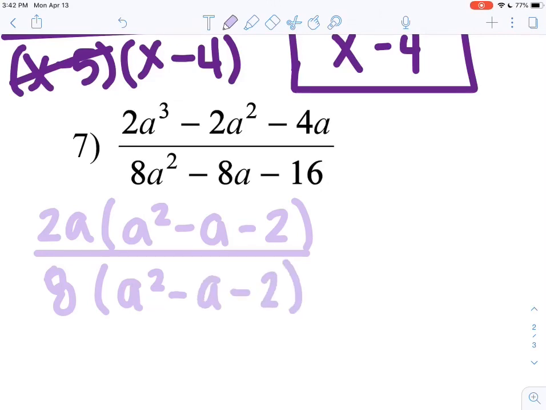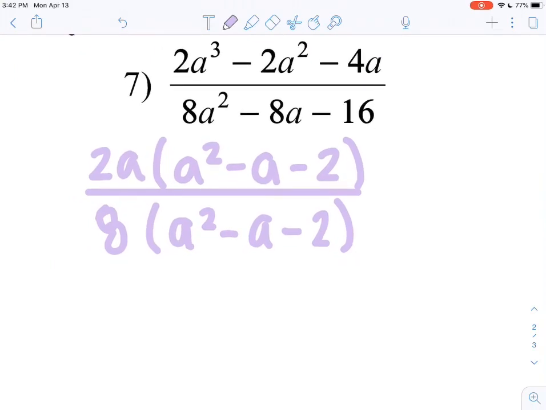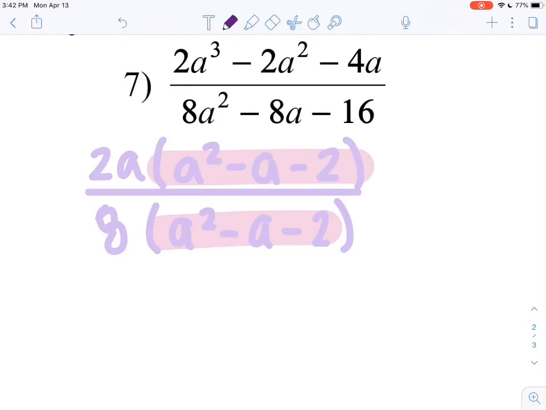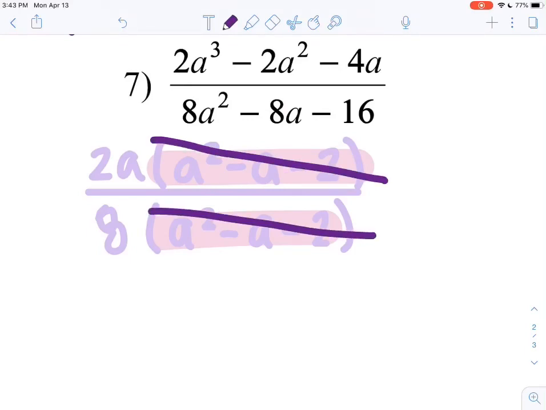Okay, so before I keep factoring, notice that these are exactly the same. That's fair game to cross out the entire thing, okay? If you have a pair of parentheses that match exactly, those cross out with each other. Also, now that these are GCFs, they're not a part of the trinomials anymore, so those could also be simplified.